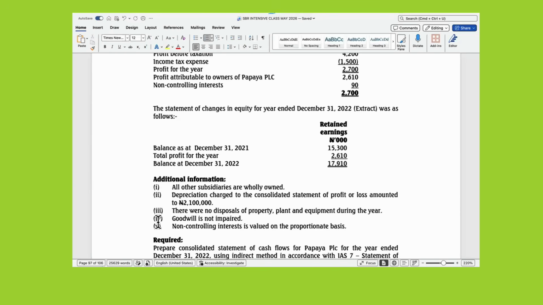So when I'm getting movement in NCI, I know how to get the value of NCI. I will just get percentage of NCI times net asset acquired. That will give me NCI value. Okay, so the only relevant thing here is just depreciation of 2.1 million. Every other thing is just giving me something to note.